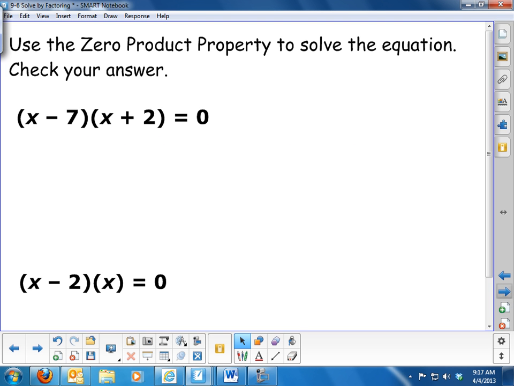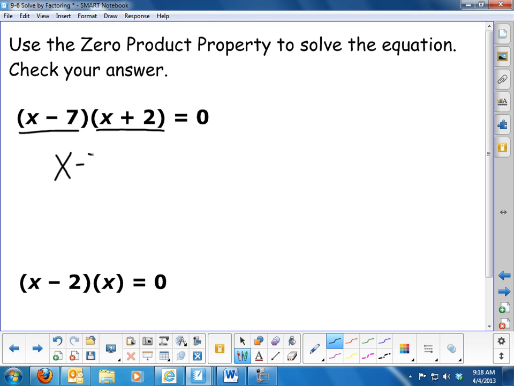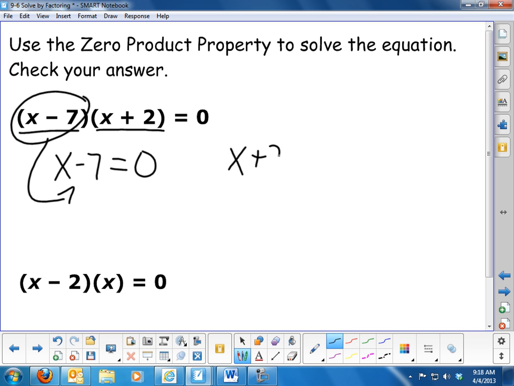We have (x minus 7)(x plus 2) equals 0. So here, this quadratic has already been factored out for me. So I'm just going to set each one of these factors equal to 0. So x minus 7 equals 0. I'm taking my first factor and setting it equal to 0, and x plus 2 equals 0. So now, if I want to know what my two zeros are, I just solve these two equations.